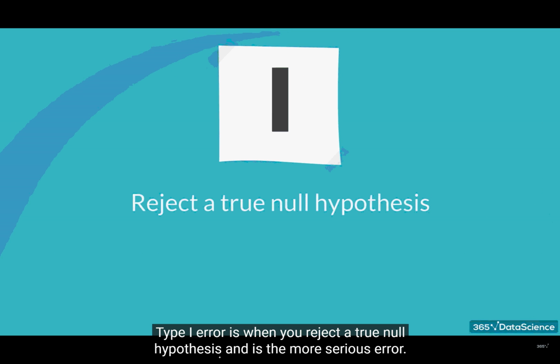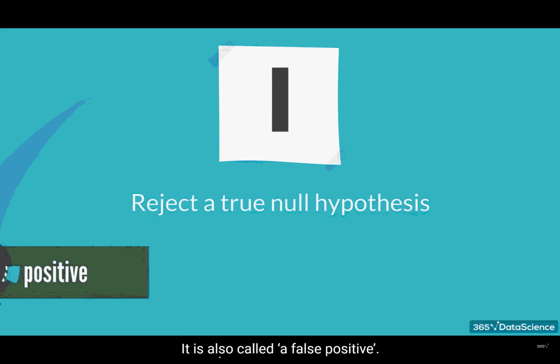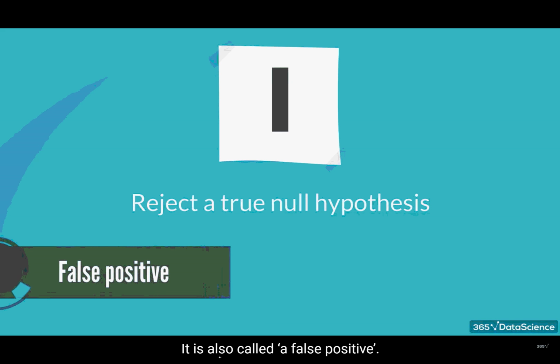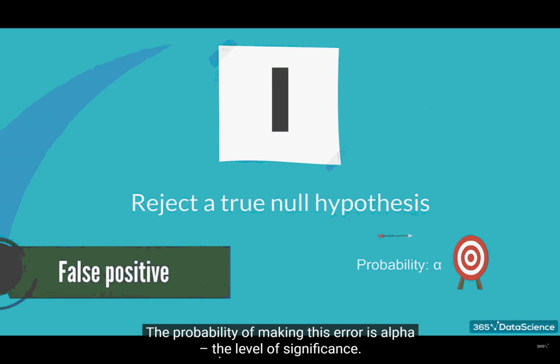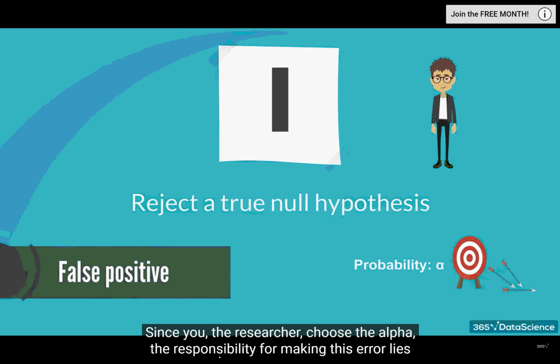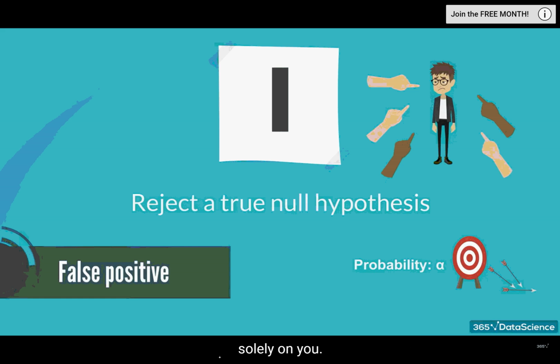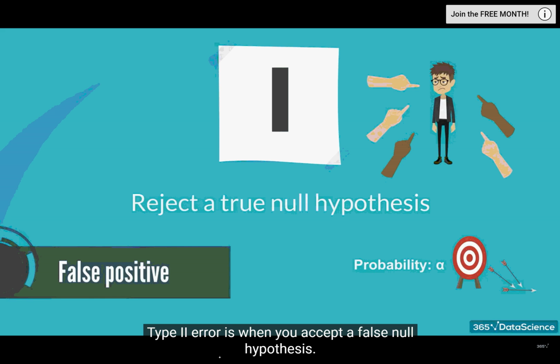Type 1 error is when you reject a true null hypothesis and is the more serious error. It is also called a false positive. The probability of making this error is alpha, the level of significance. Since you, the researcher, choose the alpha, the responsibility for making this error lies solely on you.